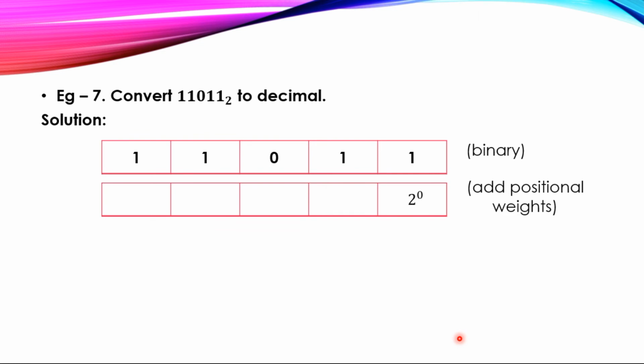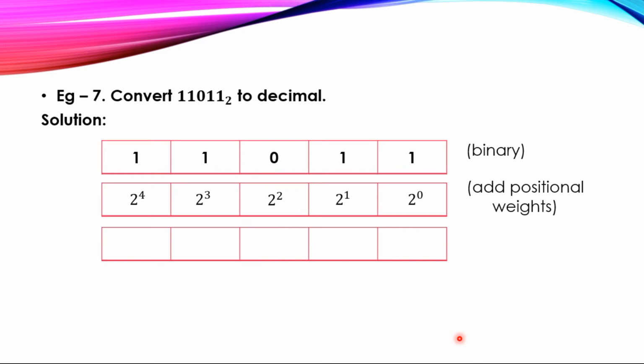सबसे पहले क्या आएगा? This number will be 2 raised to 0, then 2 raised to 1. This is 2 raised to 2, 2 raised to 3, 2 raised to 4. After that, you have to add the numbers.